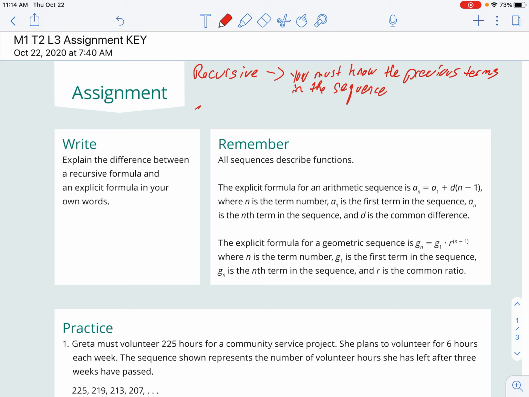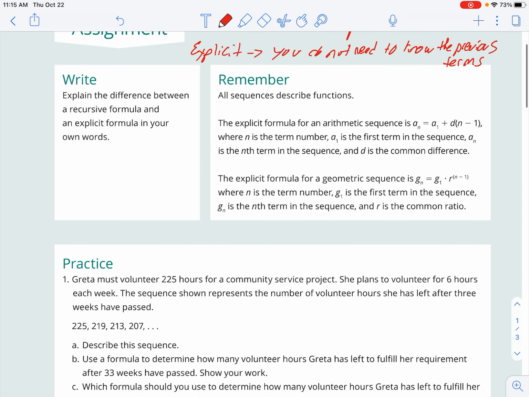But for the explicit formula, which is nice, you do not need to know the previous terms. Like we were doing in today's notes with the home runs, with the explicit formula, you don't need to know those. You can calculate any term that you want by using the explicit formula.